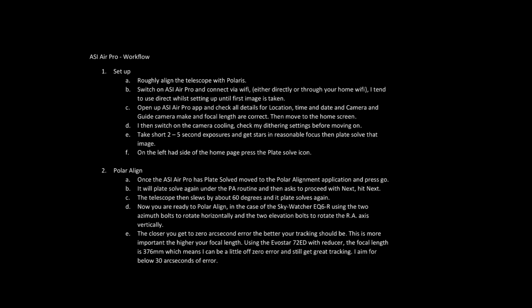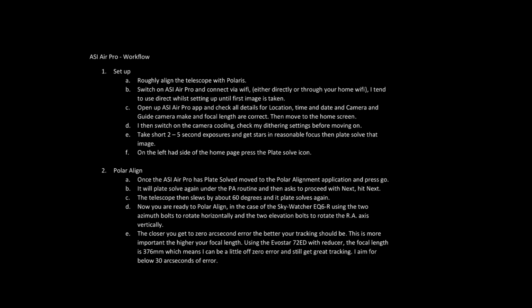which is very straightforward once you go through that routine, starting off by moving the telescope 60 degrees after it's plate solved, and then moving the azimuth bolts or the horizontal elevation bolts to get to be polar aligned. It takes a little while to get to very low polar alignment, which you need to do if you've got a very high focal length. It needs to be less accurate if it's a broader, smaller focal length.